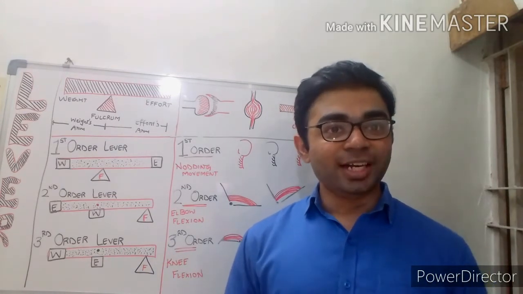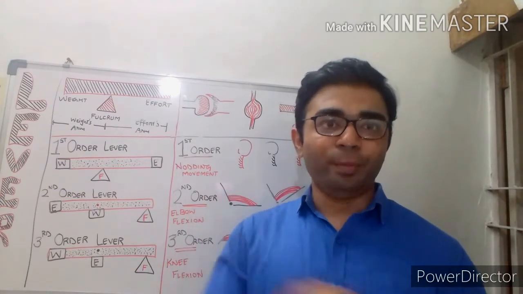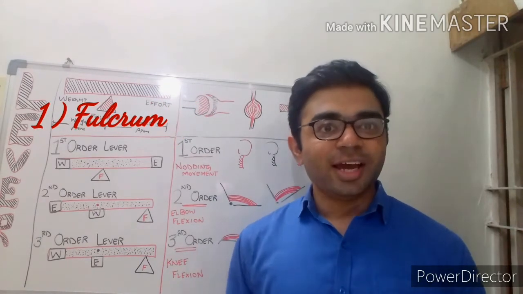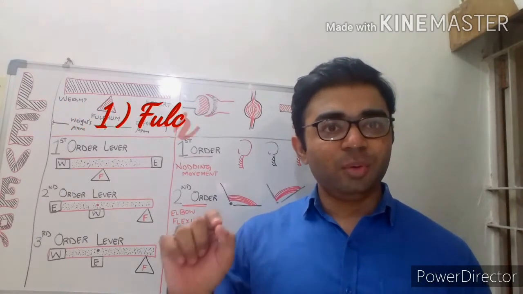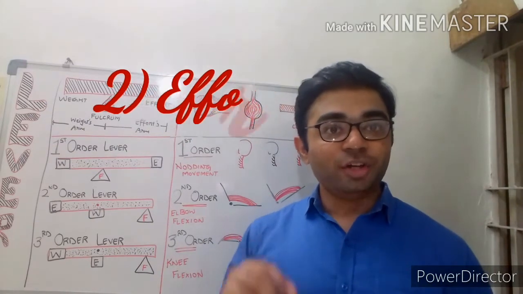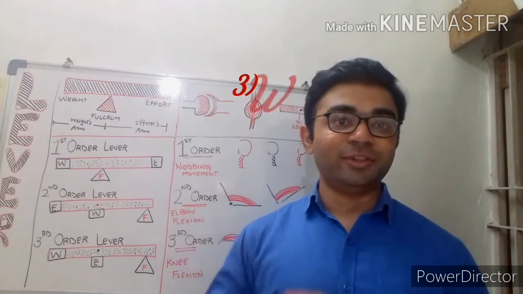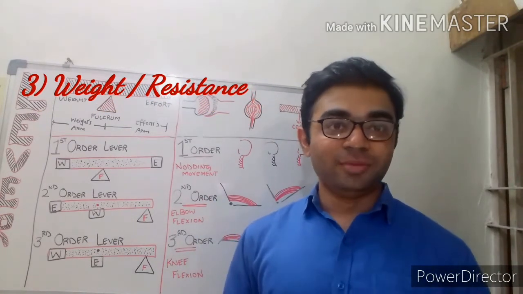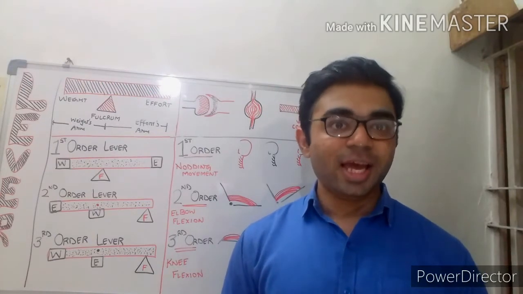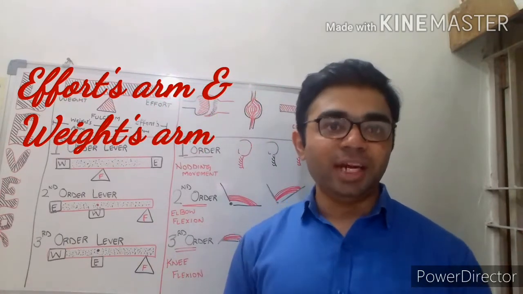Before we study the actual concept of a lever, let me give you an idea of the three basic components of a lever. First is the fulcrum. Fulcrum means what? It is a point surrounding which movement occurs. Second is effort, that is the point of application of force. And the third thing is weight, or I can use another term, resistance, that is the third component of a lever system.